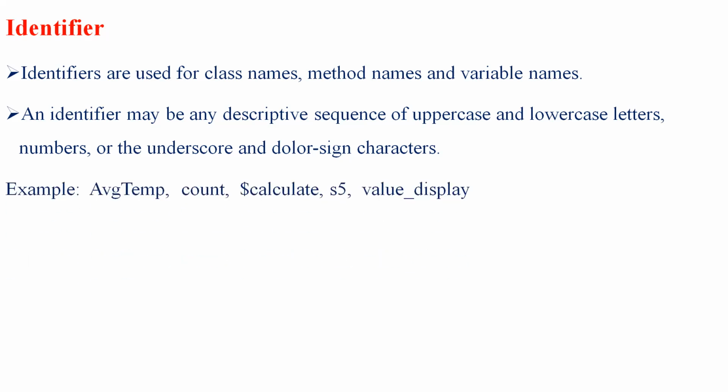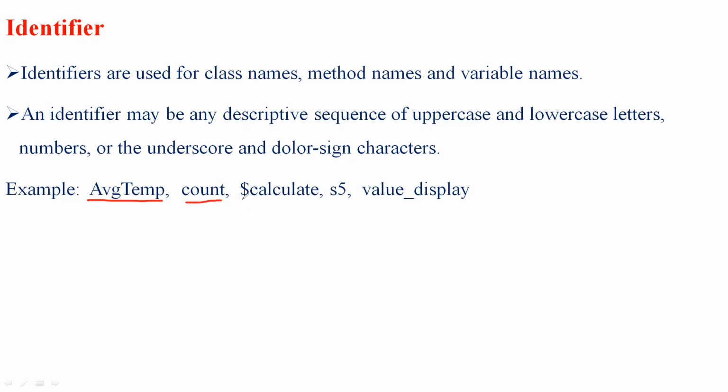This is an example of an identifier: AvgTemp, and count. Here we have a combination of uppercase as well as lowercase characters in AvgTemp. It is an identifier which is used to identify the average temperature of a particular day. Here we have a sequence of lowercase characters in the case of count.